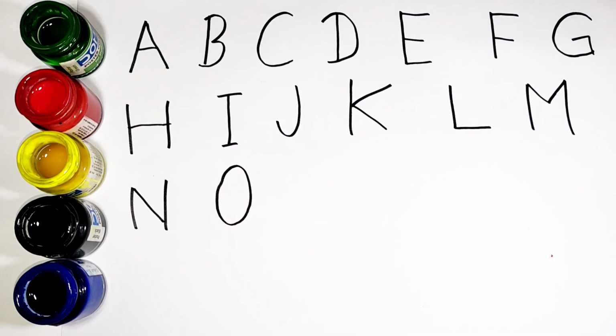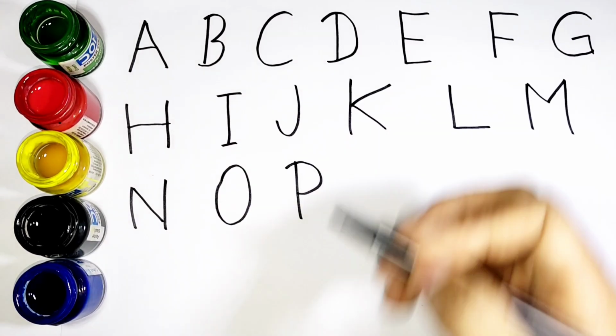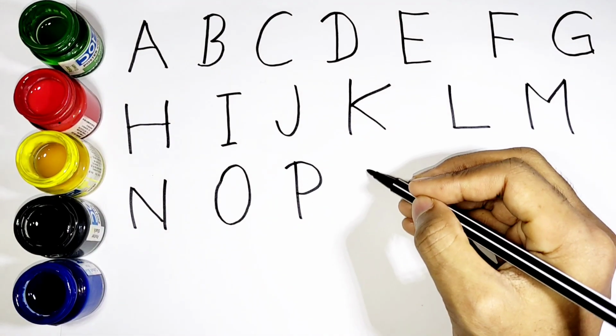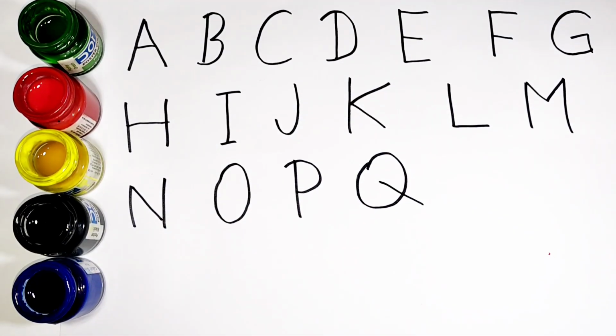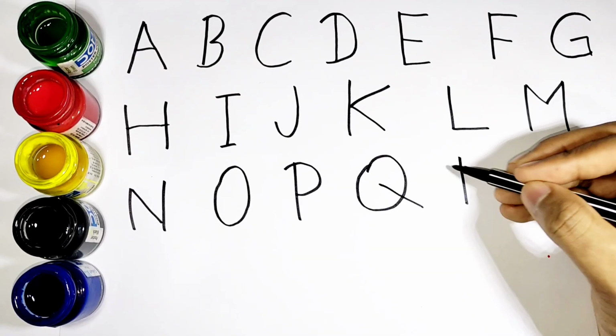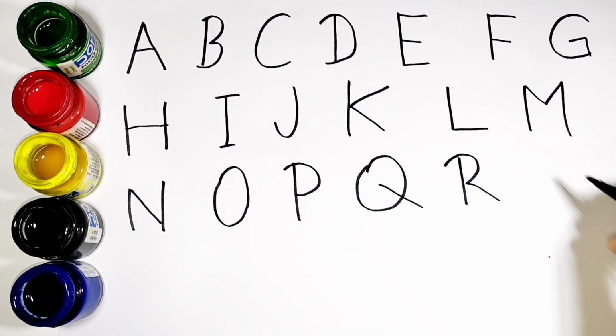O for ox, O for orange. The next one is P. P for parrot. And the next one is Q. Q for queen. Now we draw R. R for rose, R for rice.